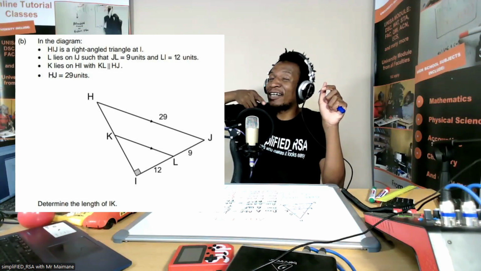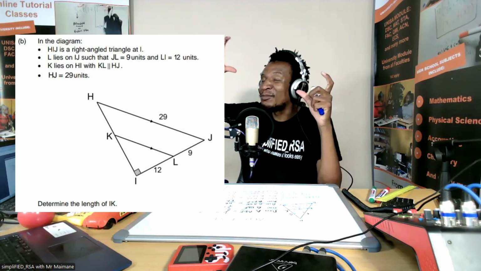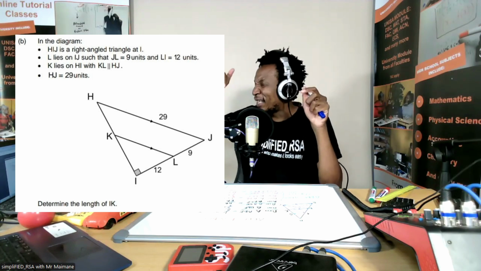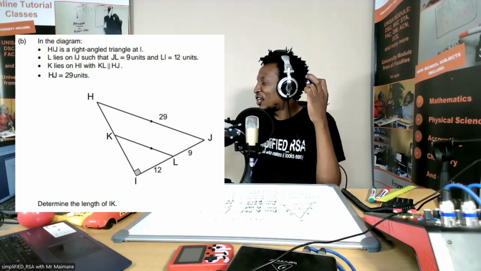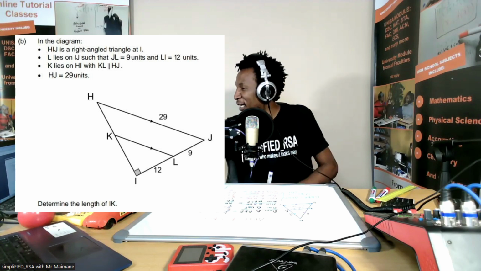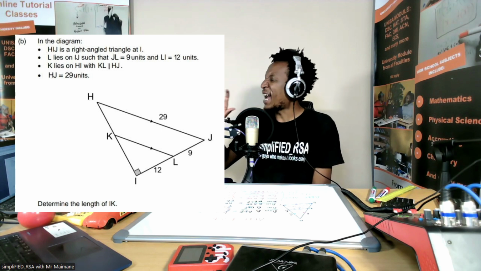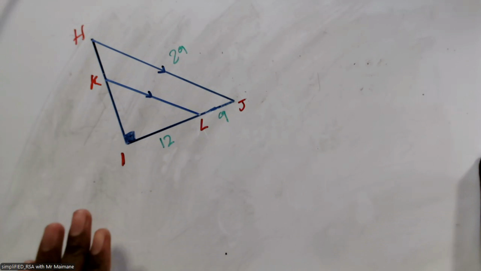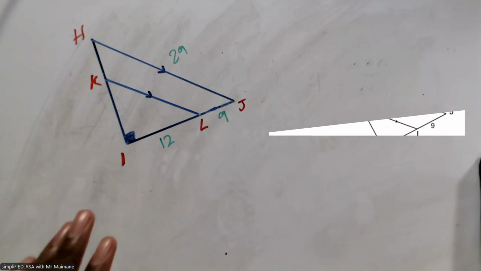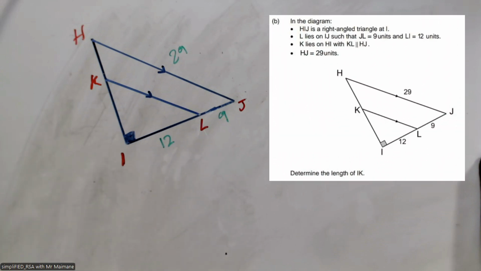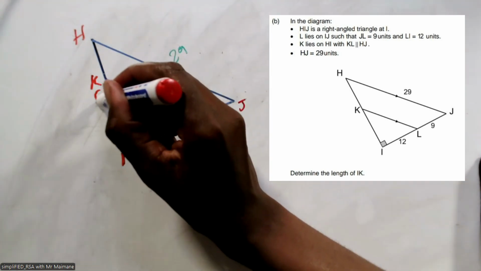HJ is equal to 29 units. Okay, fine. Now we are required to calculate IK. So here is the structure relative to what we have in the question. We are required to calculate this portion here, IK.